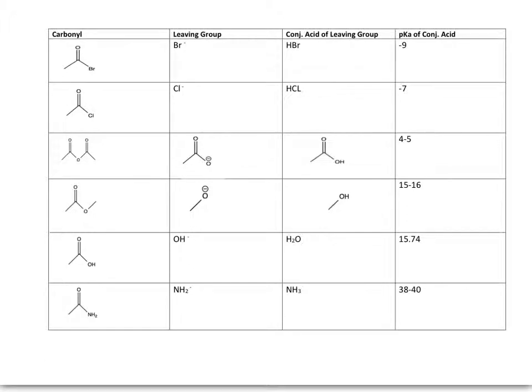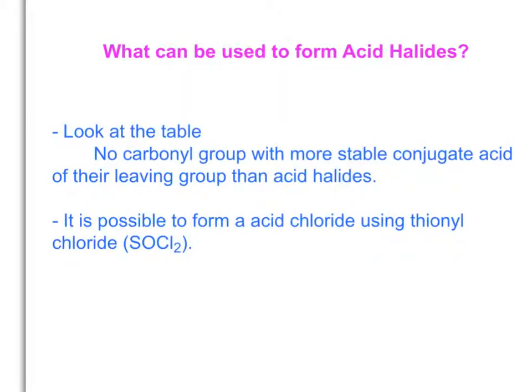So if I want to form an acid halide and I use an acid chloride to start with, then my products are going to be the acid halide and HCl. And HCl is going to be more stable than the starting products that I began with. So we aren't able to use the conjugate acid of the leaving group as a driving force for any reaction to form an acid halide because they have the most stable conjugate acid of their leaving group. But we can use thionyl chloride.